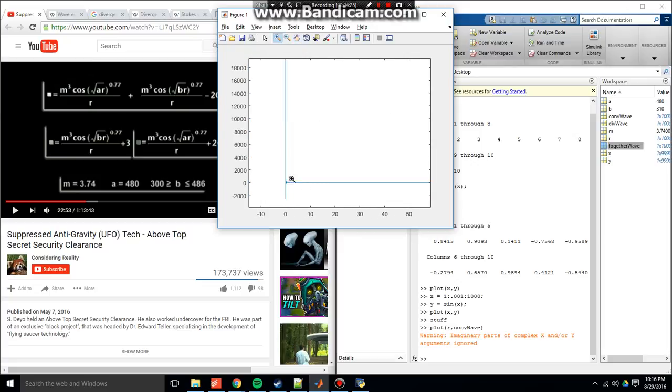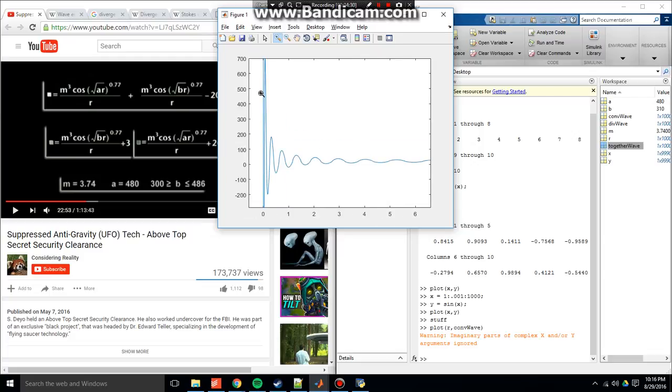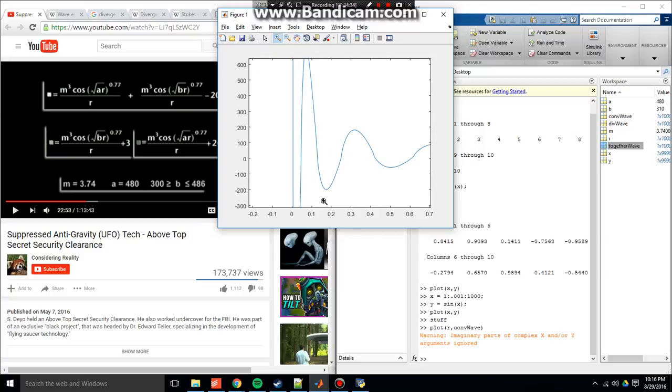So let's zoom in there, because we can't see anything else unless we zoom in, because I made the resolution too big. So anyway, yeah, you get a hyperbolic looking function here, and yeah, that's what a wave looks like when it dissipates.